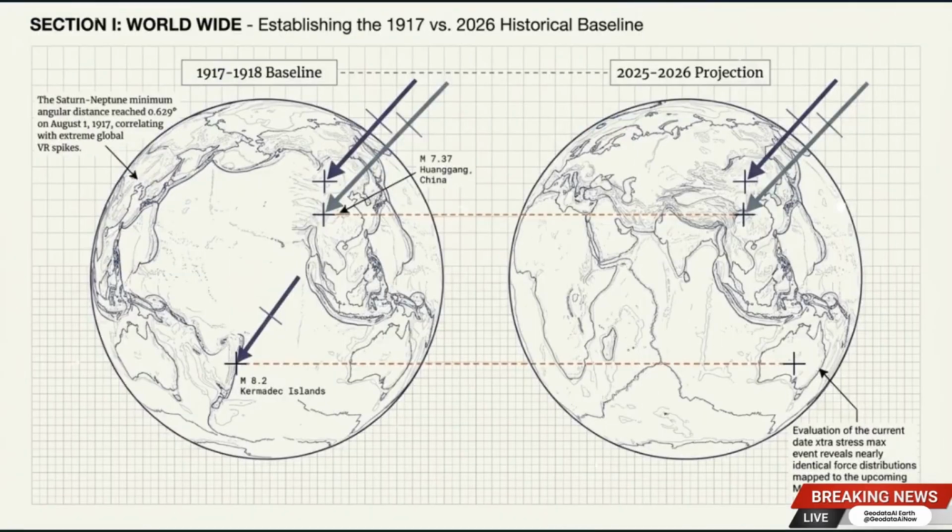To understand our path forward, we need to establish a historical baseline by looking back at 1917. During that period, the Saturn-Neptune alignment reached a critical minimum distance, synchronizing with major seismic events like the Huanggang earthquake and extreme global volatility. When we map those identical force distributions onto our 2026 projections, the similarities are striking. We're seeing a nearly perfect mirror of those historical stress patterns, all converging on the upcoming March-April window.